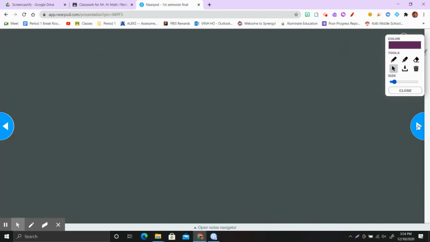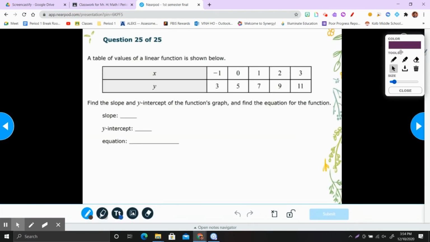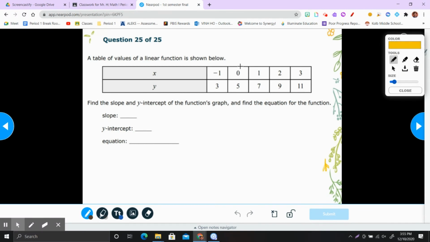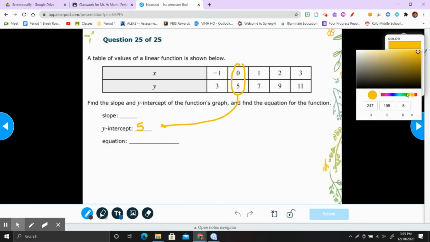All right, last, number 25. Write an equation for a table. So first, we're going to start with the beginning, the y-intercept. Y-intercept always begins with x equal to 0. So your first point is 0, 5. That is your y-intercept, which is 5. To find slope, you're going to find the change in y over change in x. What is my change in y here?